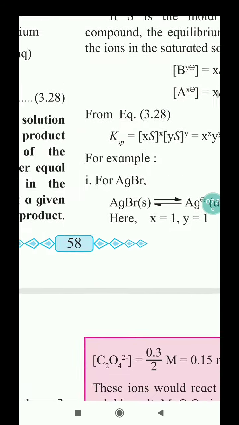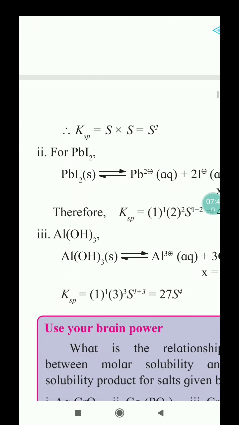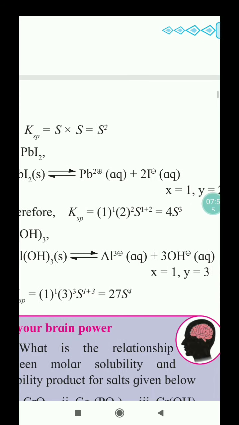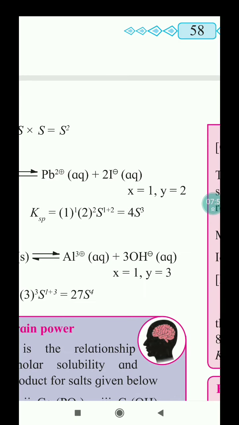Okay. Now consider another example, PbI2, again Pb 2+ plus twice I negative. Here the coefficient of Pb is 1, therefore 1 squared, the coefficient of I is 2, therefore 2 squared, and s raised to power 1 plus 2, therefore here 4s raised to power 3.